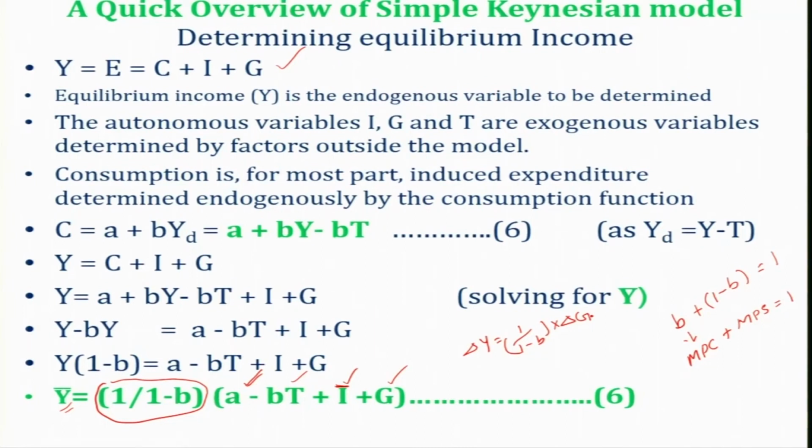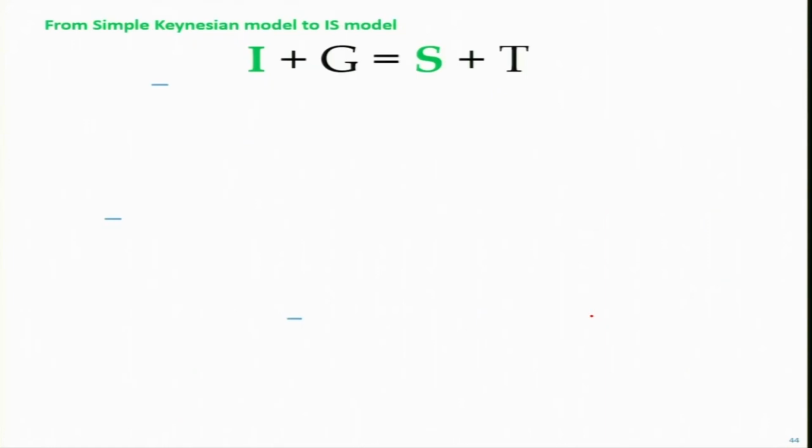Let us see how this can be expanded into an IS model. In the simple Keynesian model, we assume that there is only an autonomous component of investment, but in the IS model we also bring the money market into the picture.